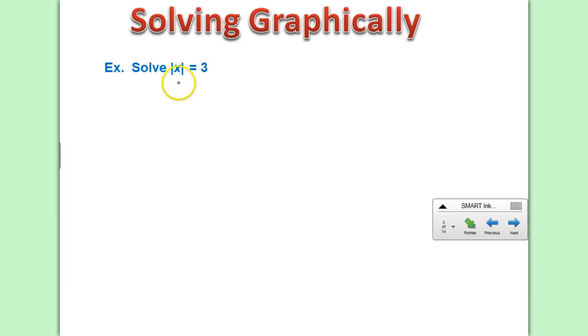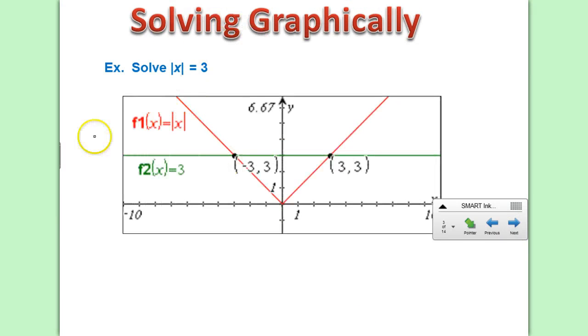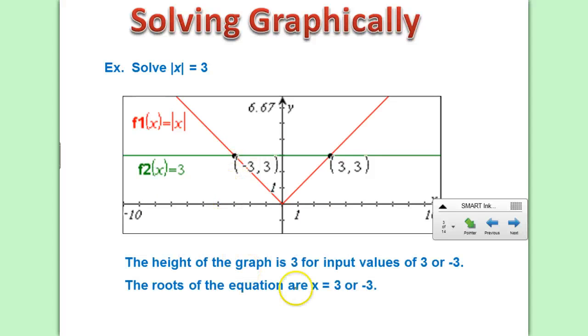How do we solve it graphically? I want you to put this in your graphing calculator and see what you'd see. You could type in one equation as y equals absolute value of x, and you're going to get the red graph. You can try this on your calculator right now. When you type in the green graph, which would be y equals 3, you're going to get that green line. So where are the two answers? The two answers are the x values of the points of intersection.